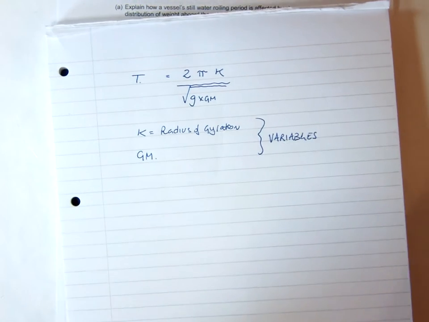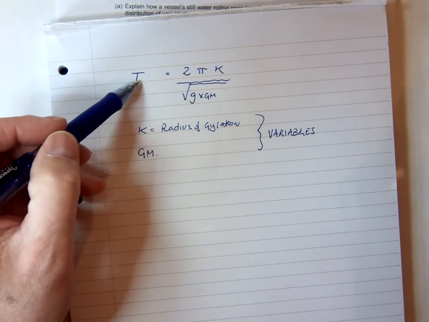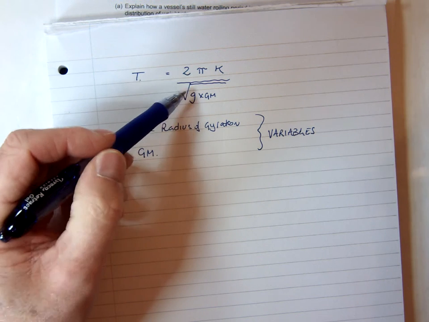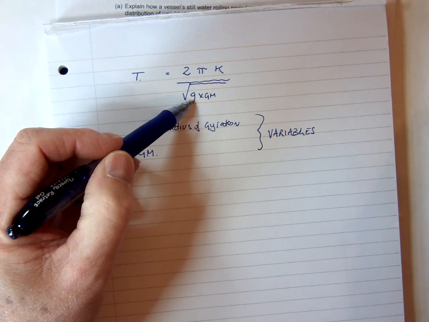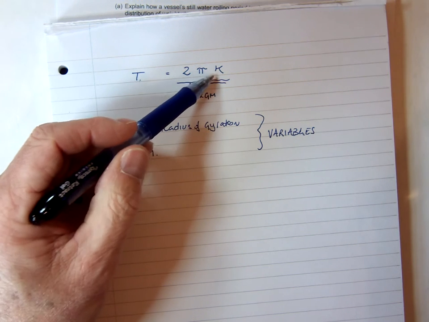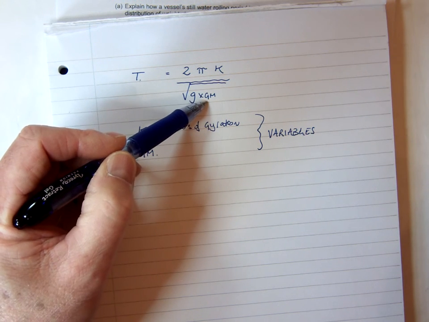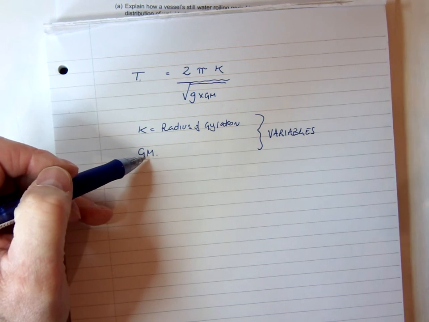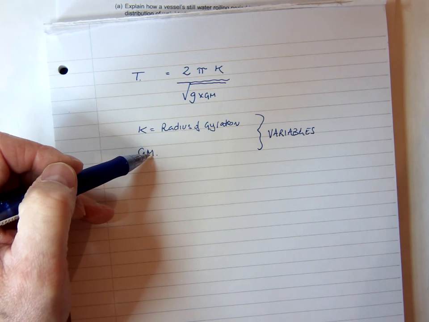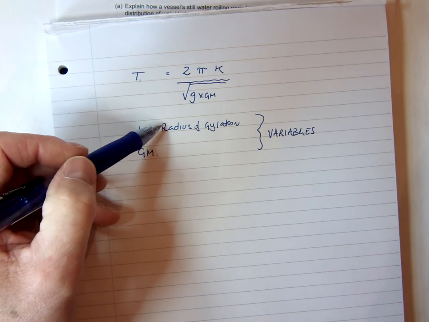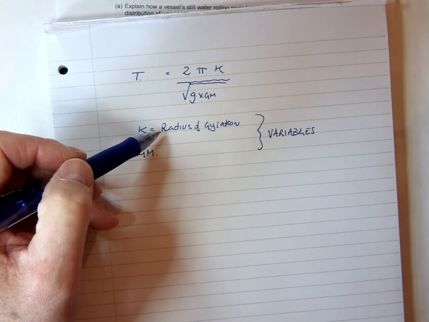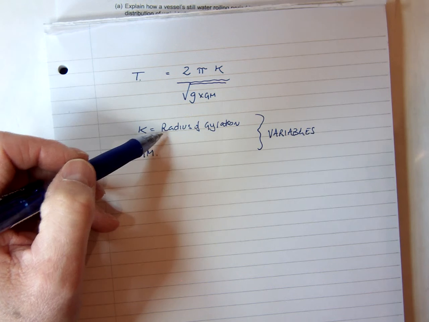So when we look at the formula, we can see that time in seconds is this here. 2 pi are constant, g 9.81 meters per second squared is constant, therefore the two variables are the letters k and GM. GM, of course, is the GM of the vessel, so that will vary depending upon where weights are loaded vertically, and k is the radius of gyration, which will depend upon where the weights are in relation to the centre line of the vessel.